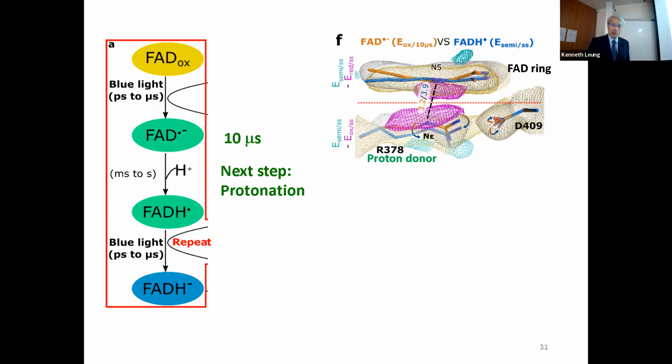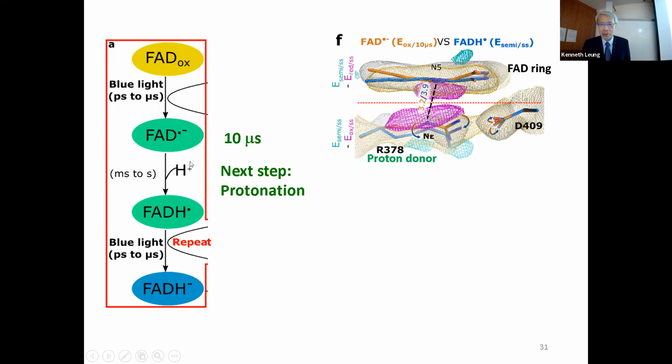The next step is proton transfer. I just talked about the first electron transfer, and then this needs to be protonated. Now, to look at the difference in this proton transfer, all we have to do is compare this structure with this structure. By comparing these two structures, we know what happened. We know which amino acids are involved in this proton transfer.